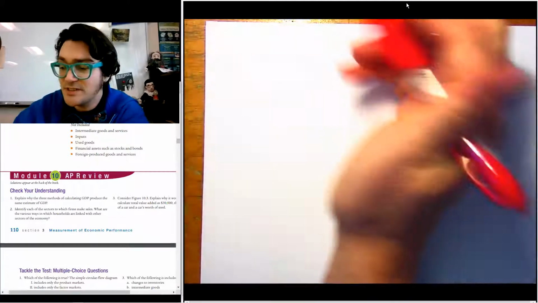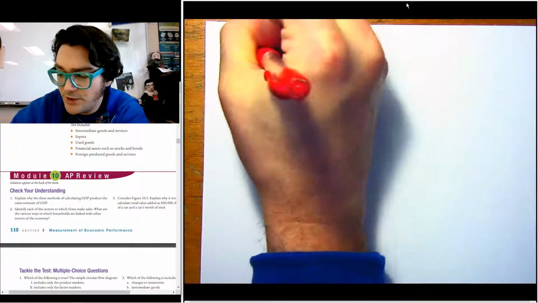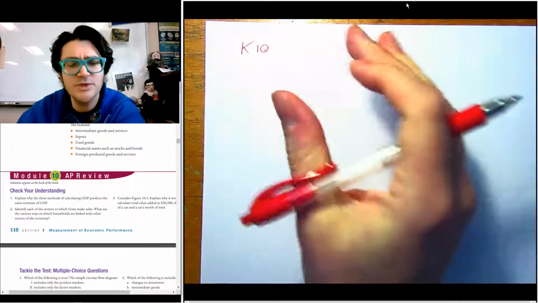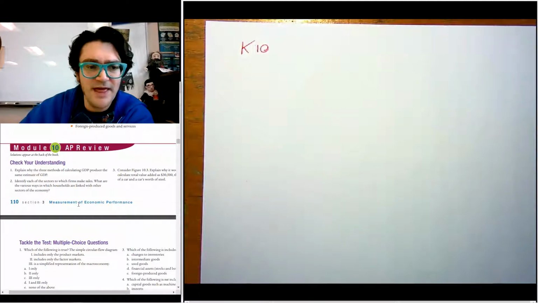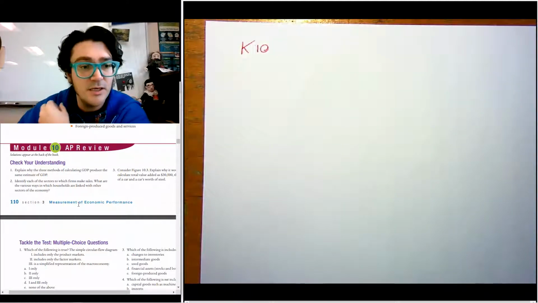Well, hello there. So in this module, we're going to be looking at Krugman Module 10, and this one is all about GDP. So the beginning, it says, explain why three methods of calculating GDP produce the same estimate.